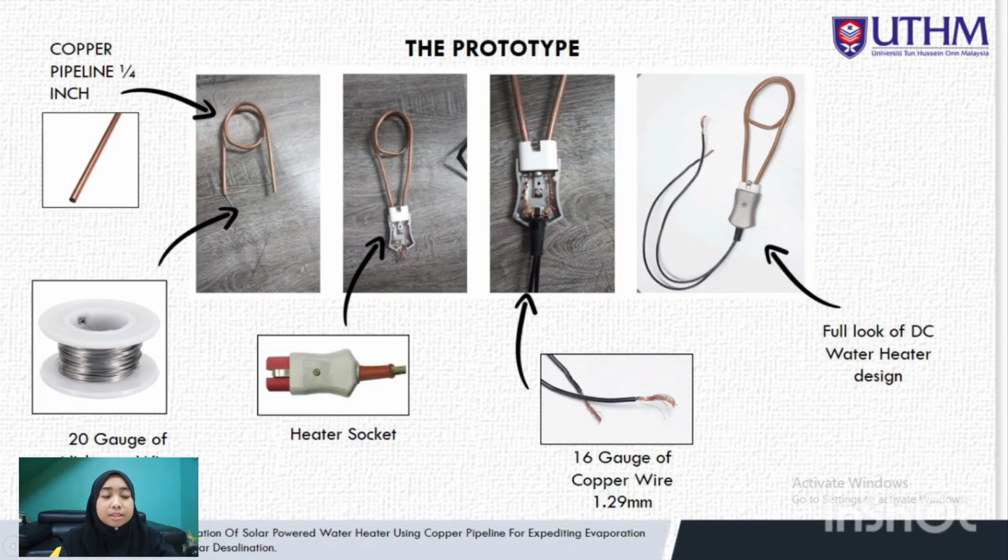For the prototype, this is the water heater that I have developed. The material is 1/4 inch copper pipeline, and the wires used are nitrile wire and copper wire, with a heater socket as protection for the wire. As you can see, the last image shows the full look of the DC water heater design.